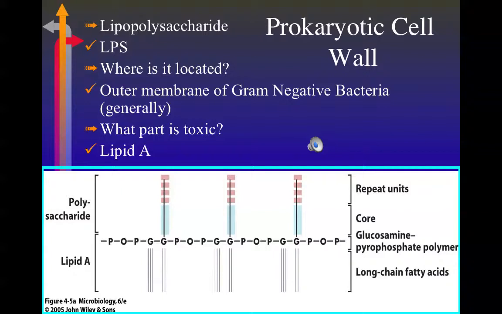Where is it located? In the outer membrane of gram-negative bacteria. And what part is toxic? The lipid A, which often triggers the symptoms we associate with septic shock.